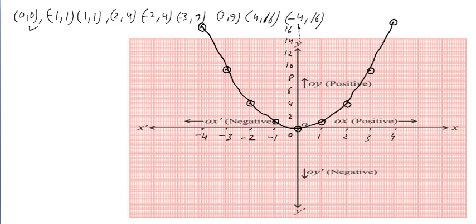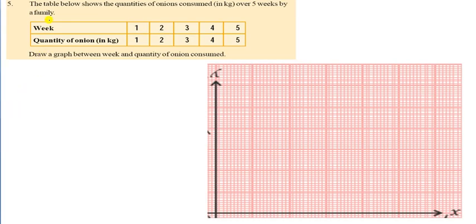So let us see the next one. It's a very important question for your board examination. This is the table which shows the quantity of onion consumed, in kg, over 5 weeks by a family. It is first week, second, third, fourth, and fifth, and the quantity of onion is 1, 2, 3, 4, 5. How can we draw this one?